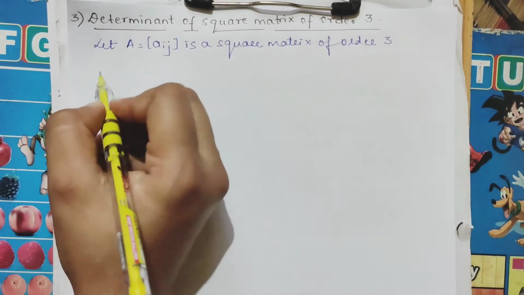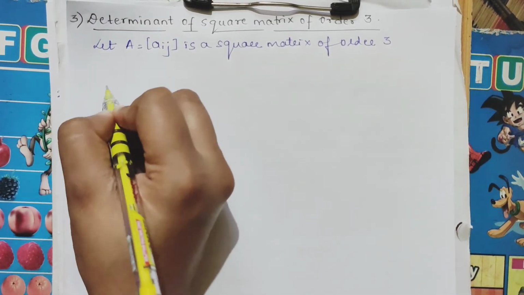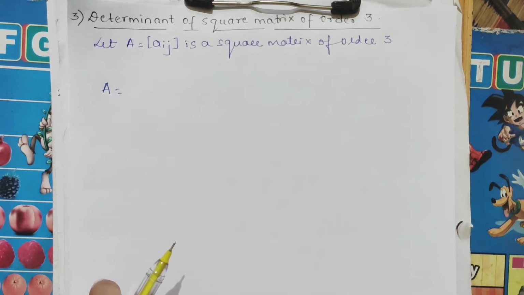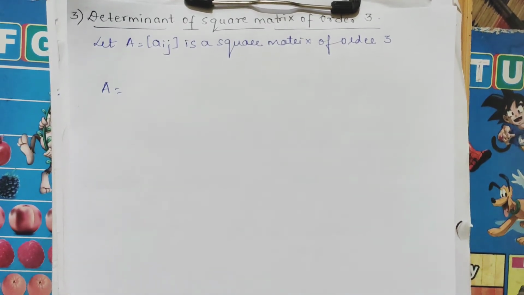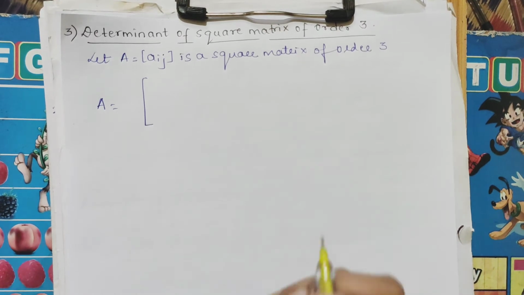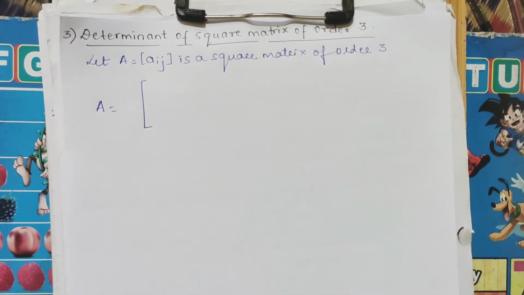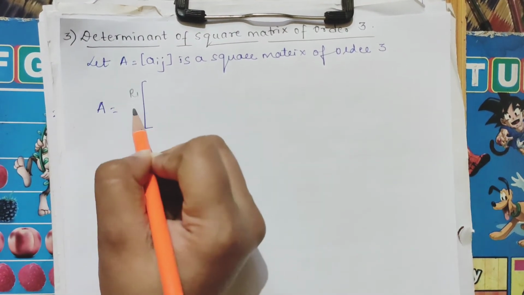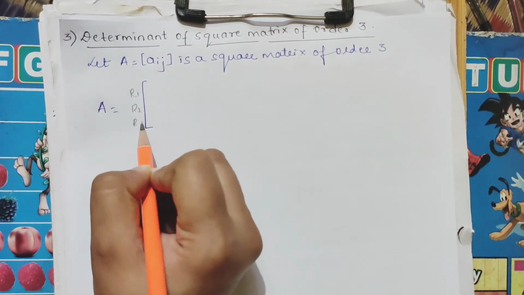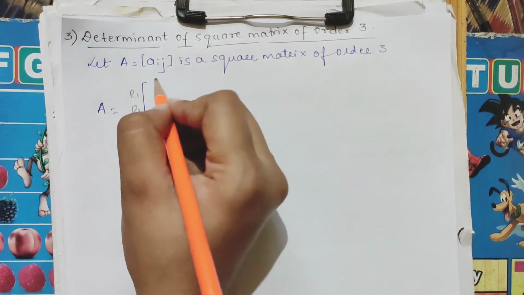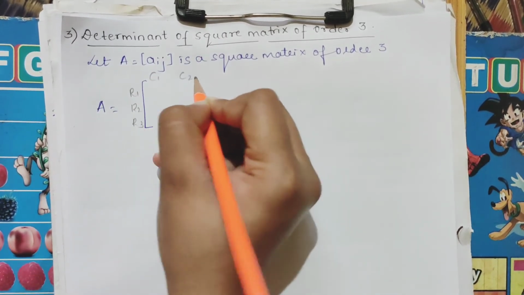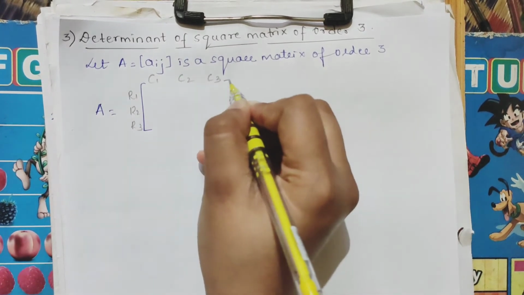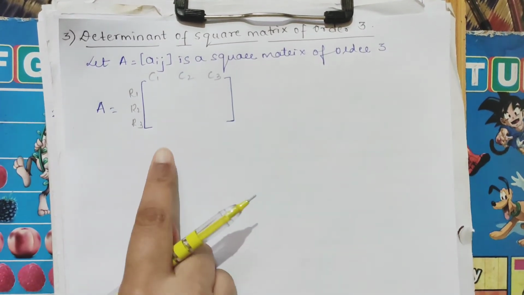So now see, we can take A equal to, see, it is of order 3, which means rows will be 3 and columns will be 3. Let me write it, it will be clear for you. See here, R1, R2, R3, 3 rows, and for columns I'll take C1, C2, C3. Okay, 3 rows and 3 columns.